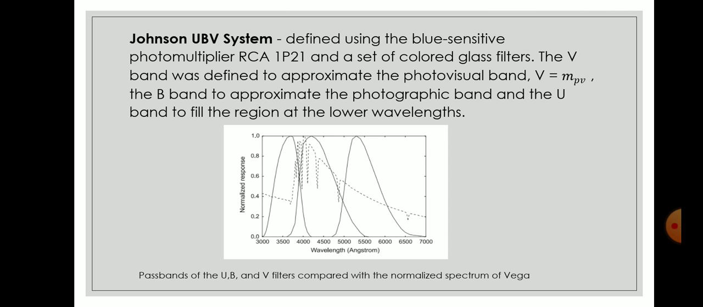The next one is the Johnson UBV system, defined using the blue sensitive photomultiplier RCA 1P21 and a set of colored glass filters. The V band was defined to approximate the photovisual band, the B band to approximate the photographic band, and the U band to fill the region at the lower wavelength. So we have here the figure of passbands of the UBV filters compared with the normalized spectrum of Vega.